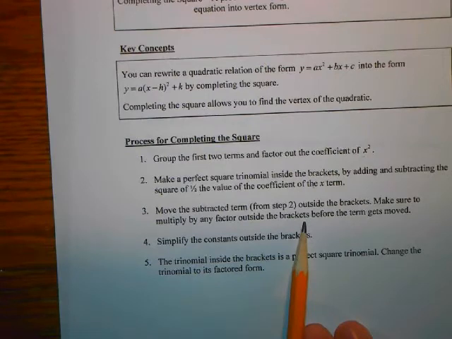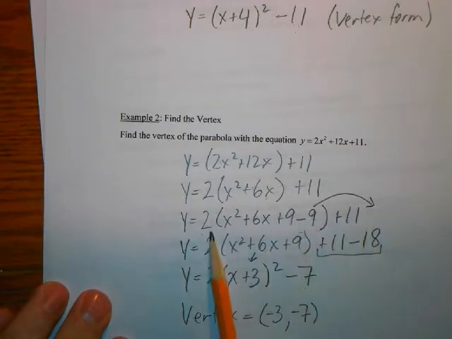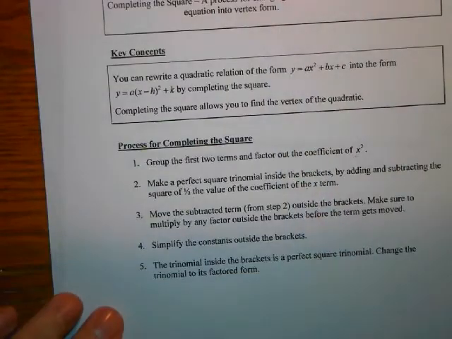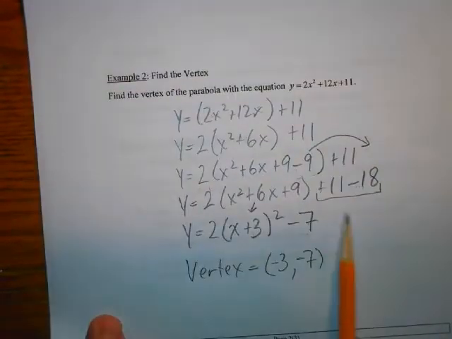So here's just a reminder of what that was. In order to take the minus 9 outside, we first had to multiply it by the 2, and then it became a minus 18 outside the brackets. So that's what that means. Simplify the constants outside the brackets. That's probably the second easiest step of this. Just add these two numbers together.